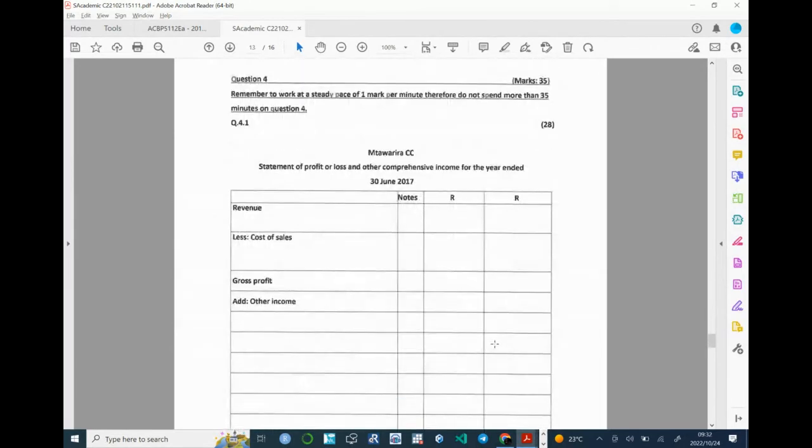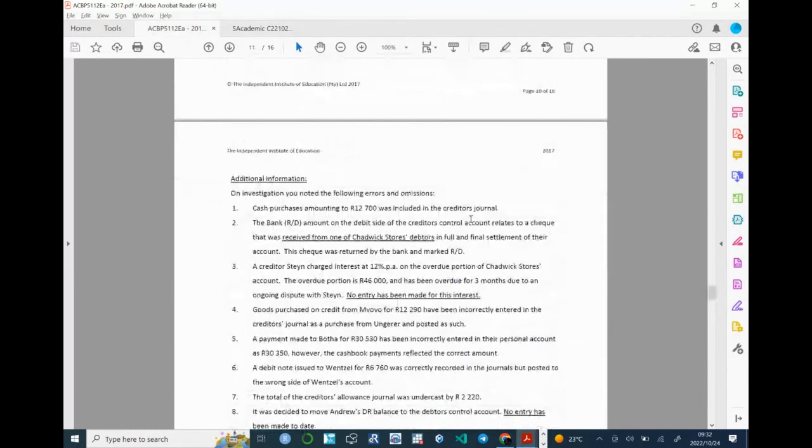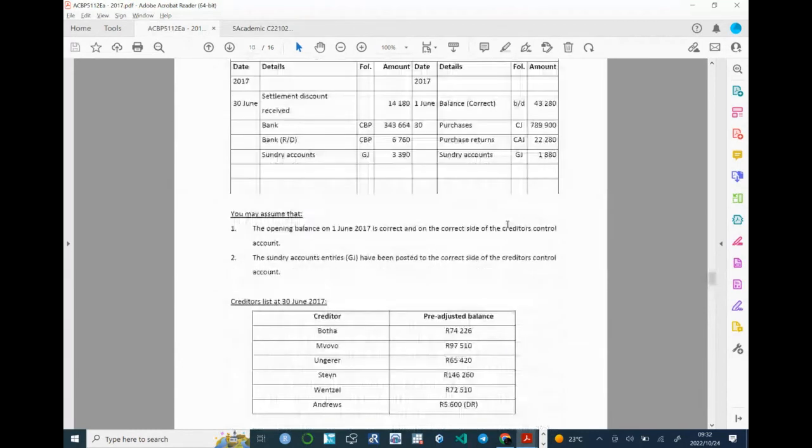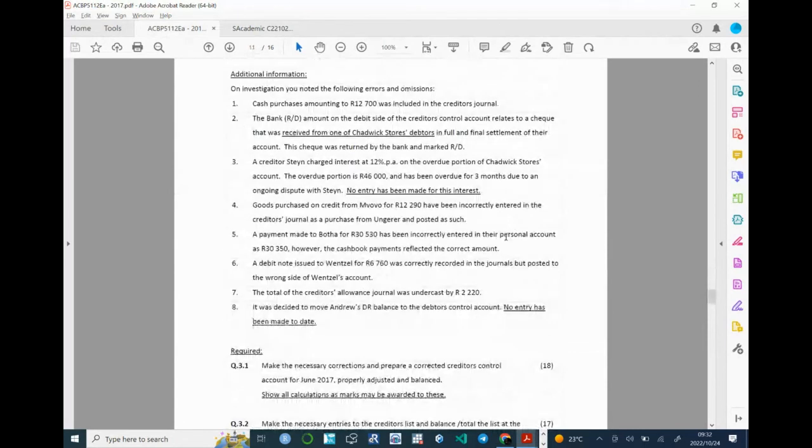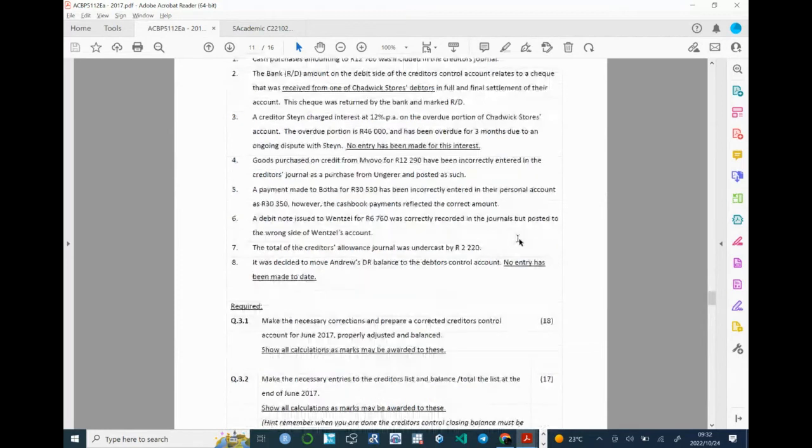So what is the challenging bit about question 3? It's being able to read through, and let me show it, being able to read through all the information that they've given you here, right? And then interpreting what does that affect? And then making the necessary adjustment. Is it going to be a plus, is it going to be a minus, is it going to only affect the creditors control, or is it going to affect both the creditors control and the creditors list? Okay, that's what we really need to do here. Okay, so that was question 3.